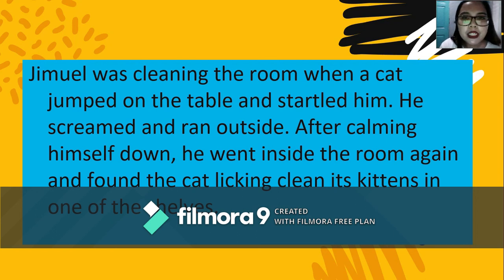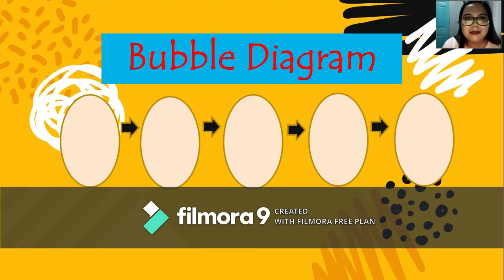Okay, so our story. Jimbo was cleaning the room when a cat jumped on the table and startled him. He screamed and ran outside. After calming himself down, he went inside the room again and found the cat licking clean its kittens on one of the shelves.